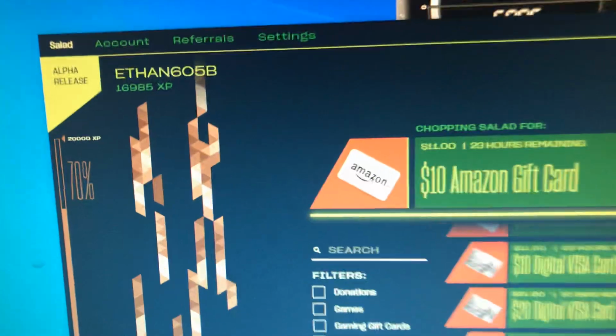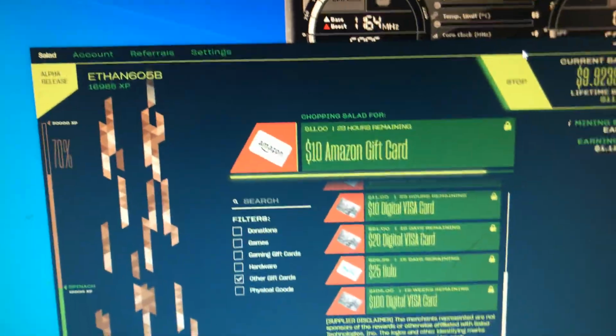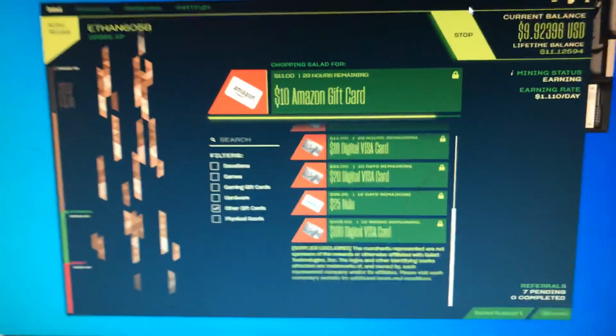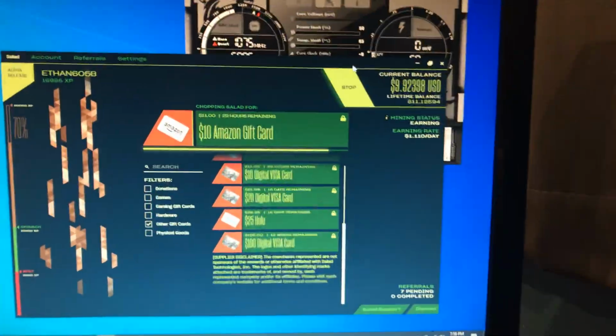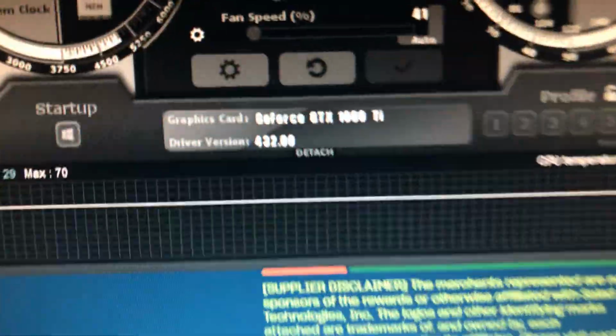I'm going to be showing you guys a few more things this video because I'm starting to get some questions and I want to give you guys some answers. First off, some people are asking, what graphics card do I use? The graphics card I use is a GTX 1080 Ti. You can look here at the MSI Afterburner. It says GTX 1080 Ti.